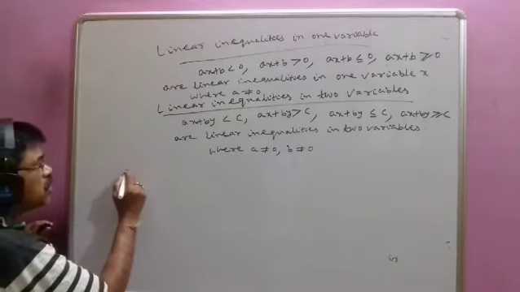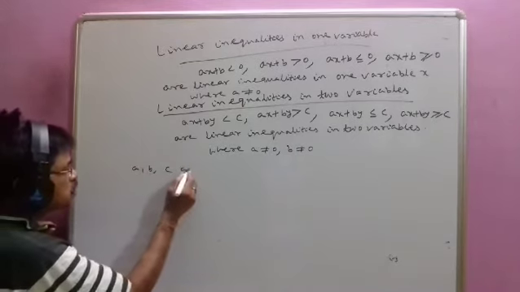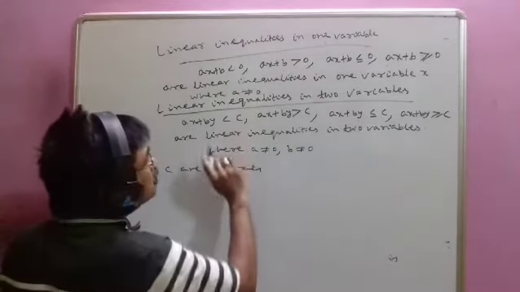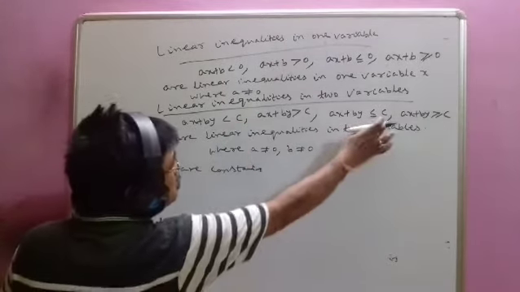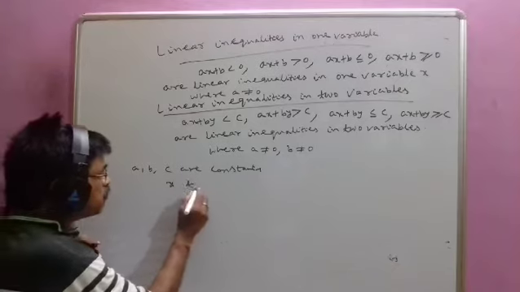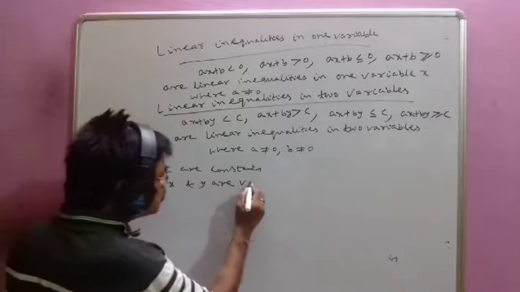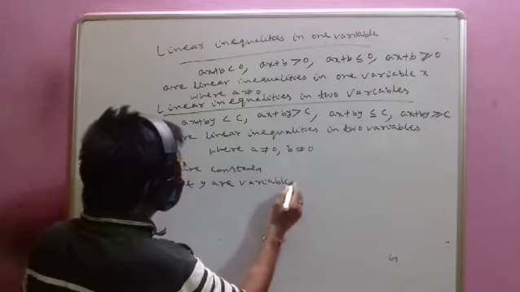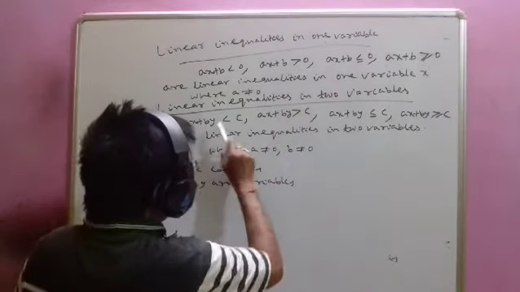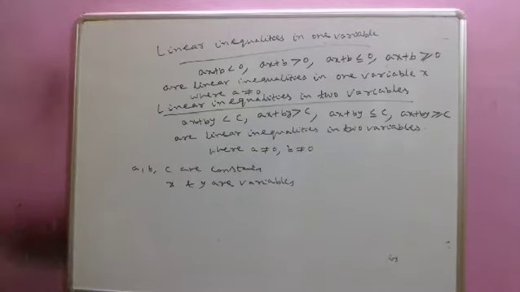Remember, or write a, b, c are constants. So these are constants, right? So here the variables are x and y. X and y are variables. Here x variable, here x variable, both are variables. That you must remember. So are you clear? Not clear?